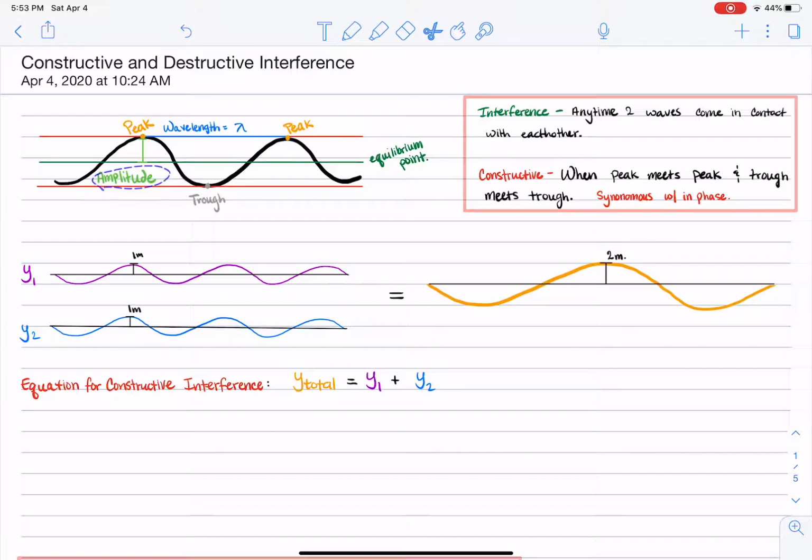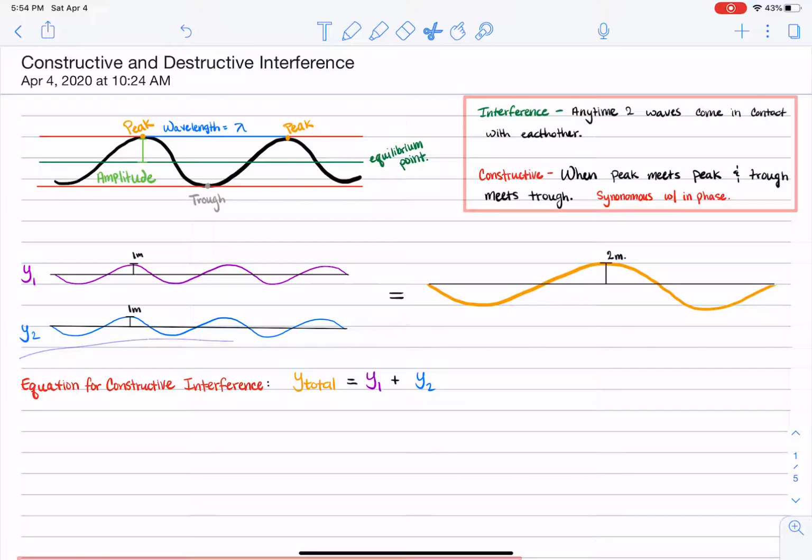Awesome. So interference is right here anytime we have two waves that come in contact with each other. So we get a couple different patterns when this happens. We get constructive and destructive. And we'll start with constructive. This is when a peak meets a peak and a trough meets a trough, also known as in phase.